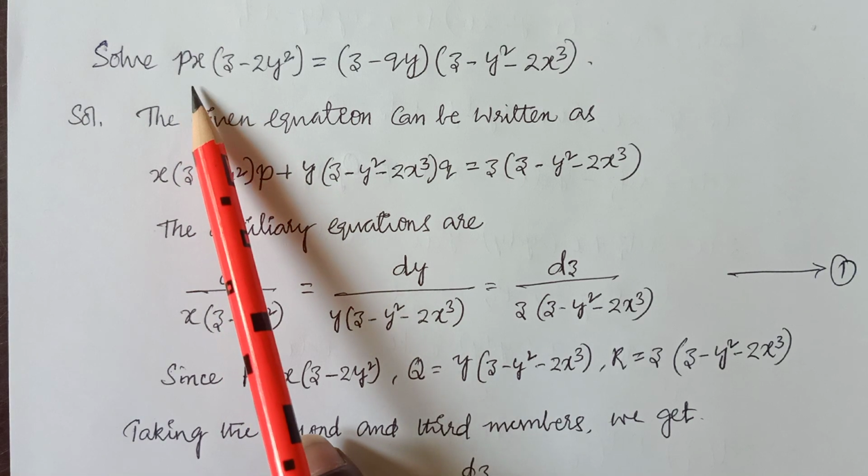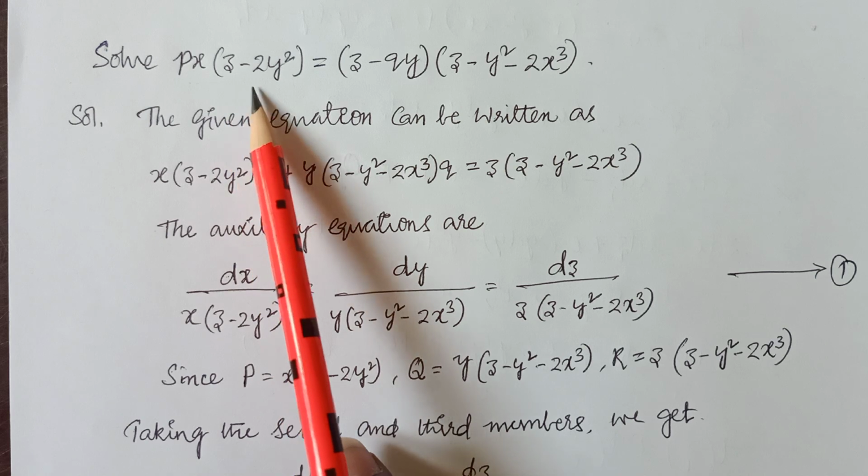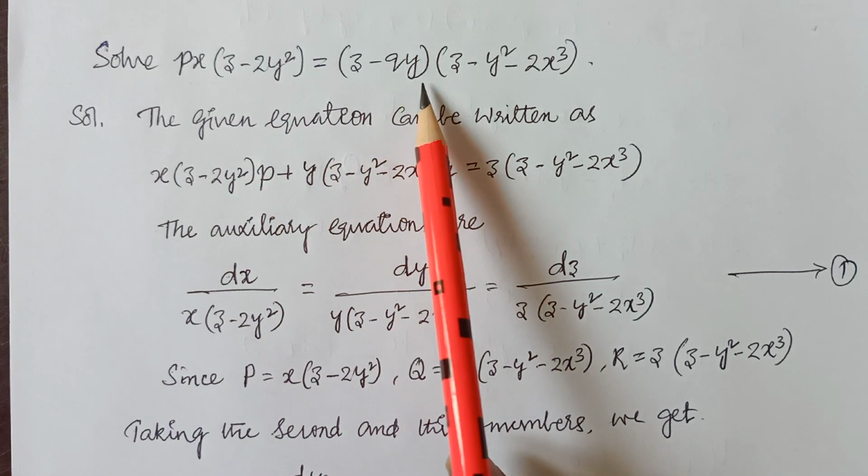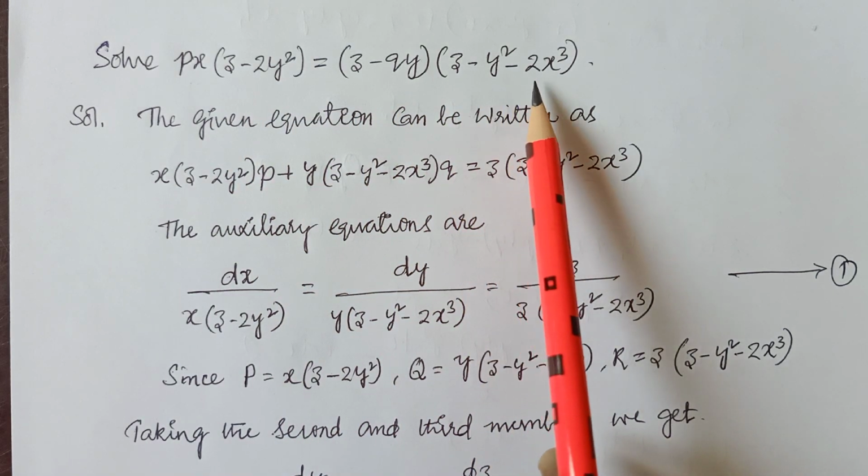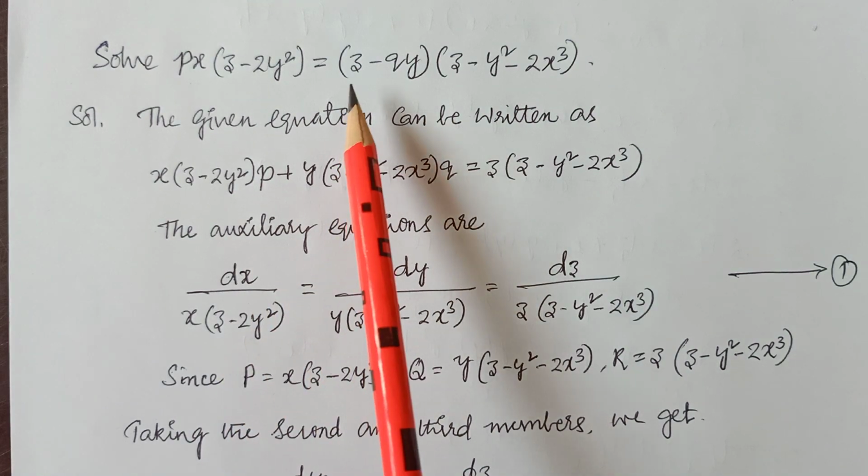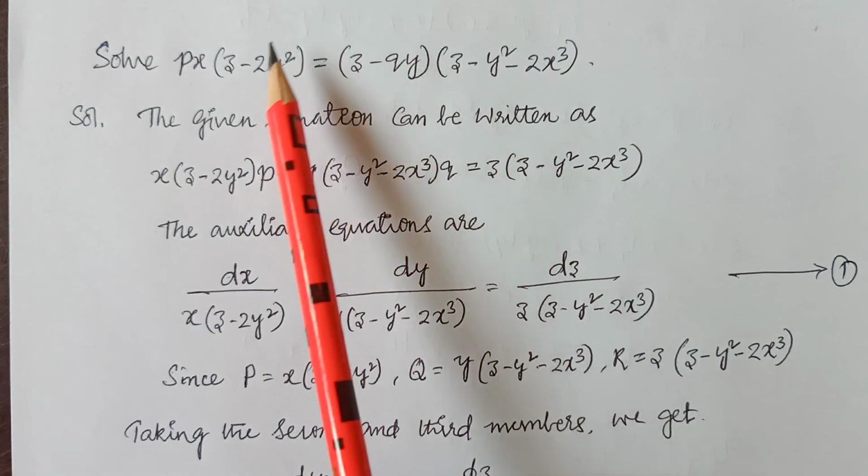Solve p x(z minus 2y square) is equal to (z minus qy)(z minus y square minus 2xq). Okay, so now this is the given equation. Now I am rewriting this.